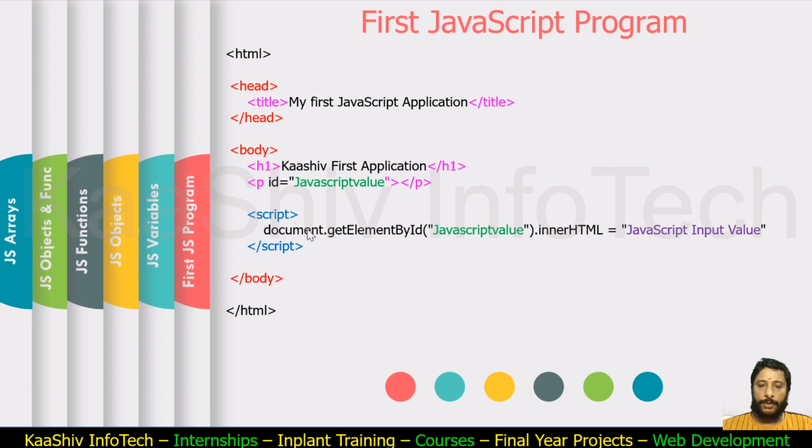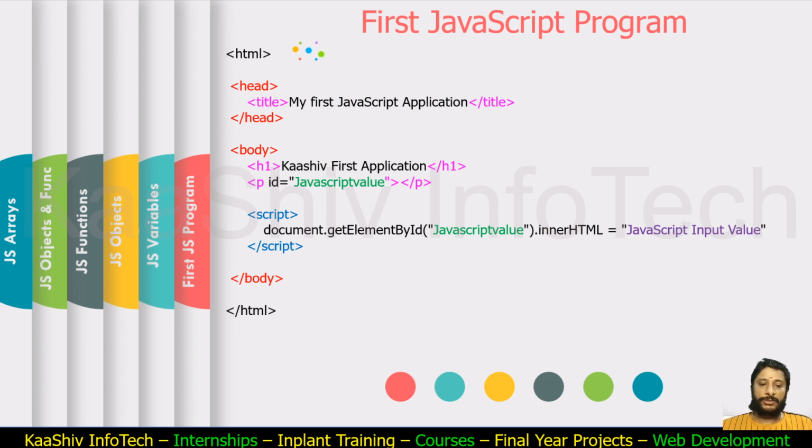You can see document, the entire HTML document. In that, getElementById. I'm searching for the ID. If the ID is JavaScript value, in the innerHTML over here, put this value. So the entire code will run in the browser itself. That is where the difference is. Let's see how the program works.